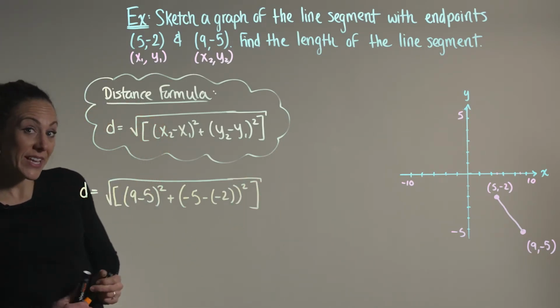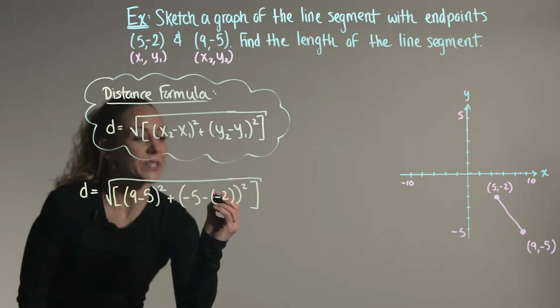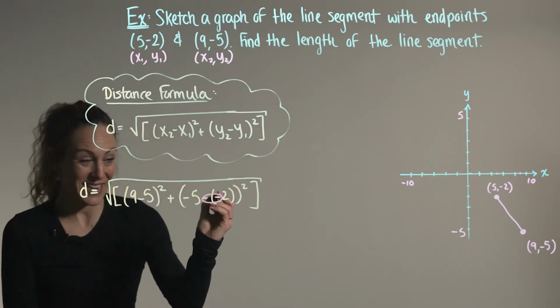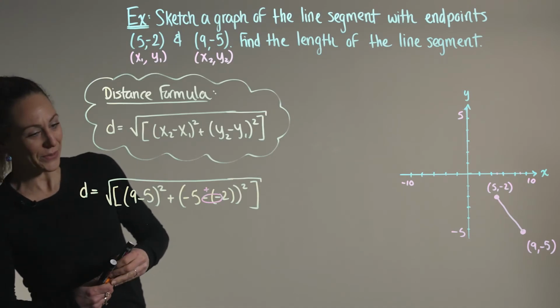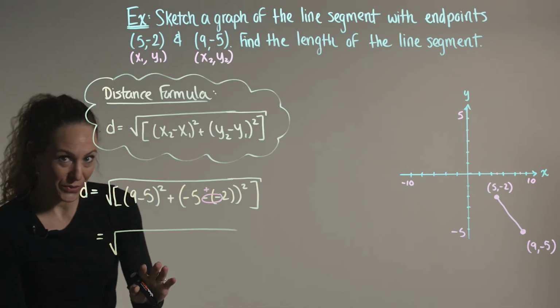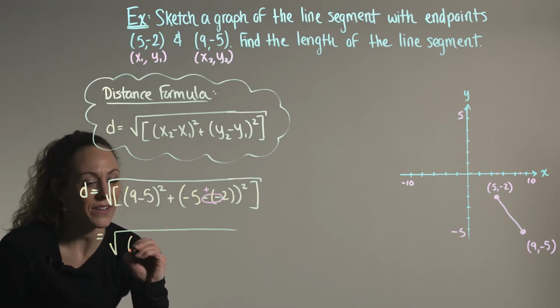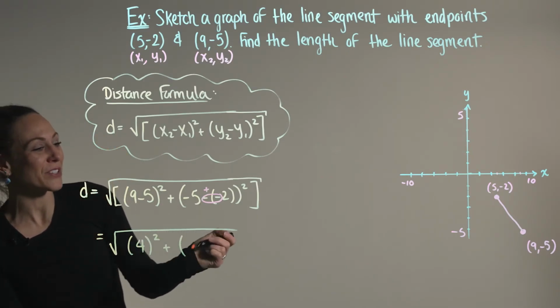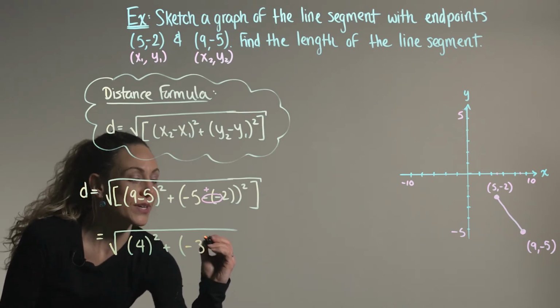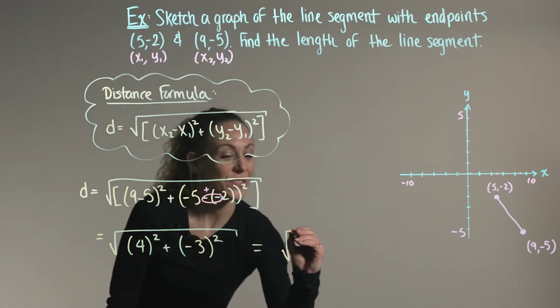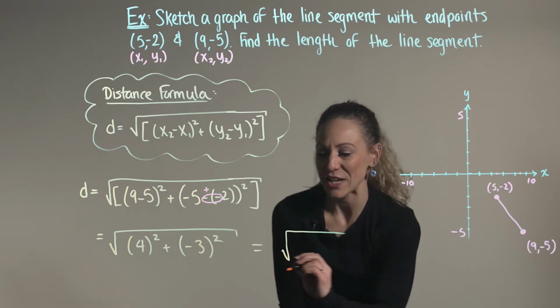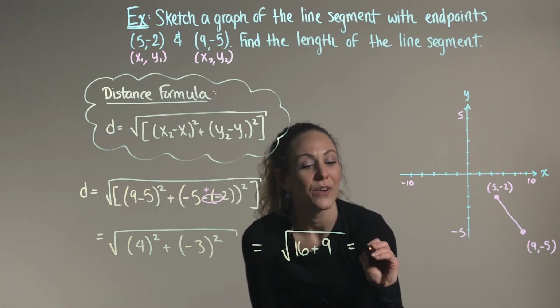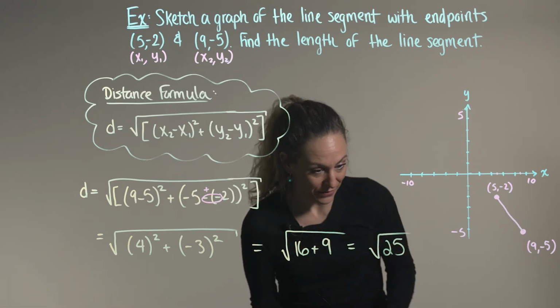Now looking within this square root, we see we have a negative times a negative, which produces a positive value. So we're left with the square root of 9 minus 5, which leaves us with 4 squared, plus -5 plus 2, which gives us -3 squared. So we have the square root of 16 plus 9, which gives us the square root of 25.